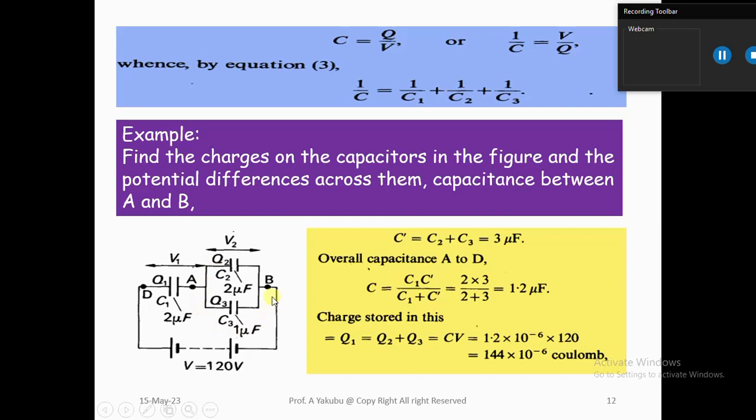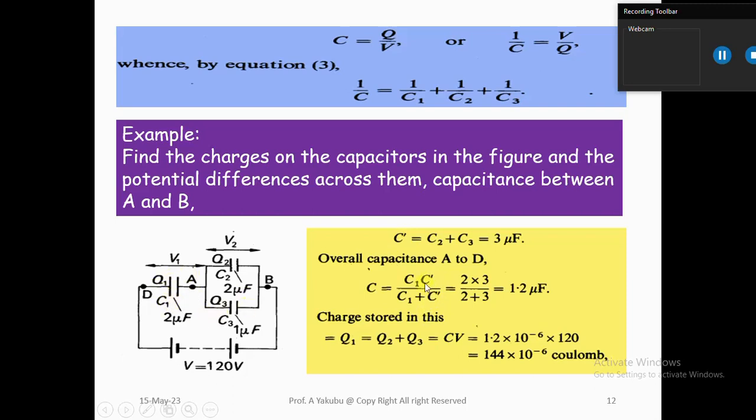So the total capacitance in parallel is going to be C2 plus C3, parallel arrangement, 3 microfarad. Because this is 2 and this is 1. So just add them up here, we have 3 microfarad. The overall capacitance from point A to B, this and that capacitance now at B, so is this and this now in series. For series arrangement, it's going to give you 1 all over C.